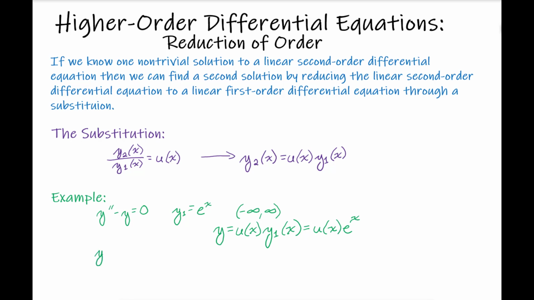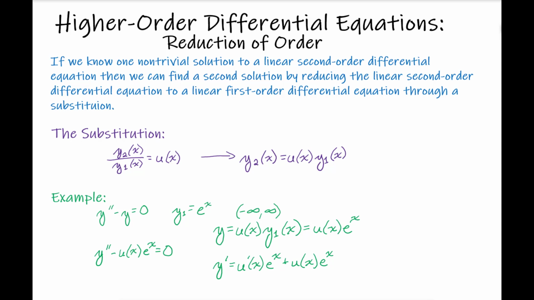So I'll get y double prime minus u of x e to the x equals 0. Now there's still a y in there in the form of the second derivative of y. So I need to find the second derivative of my substitution in order to make the full substitution. So the first derivative, I have a product of functions of x here. So my first derivative is going to be u prime of x e to the x plus u of x e to the x, using the product rule.